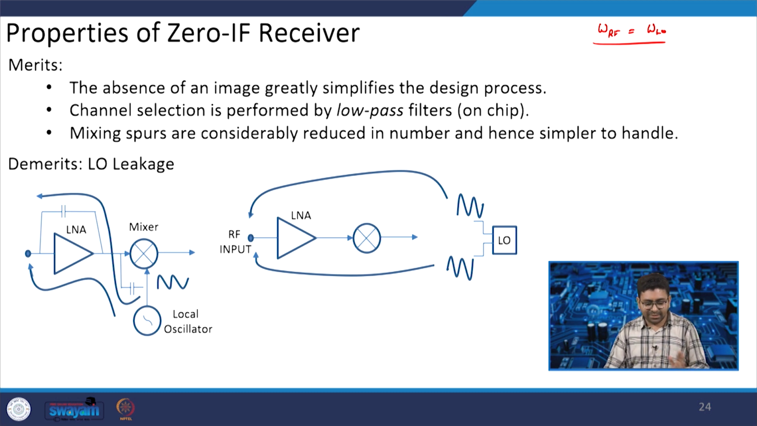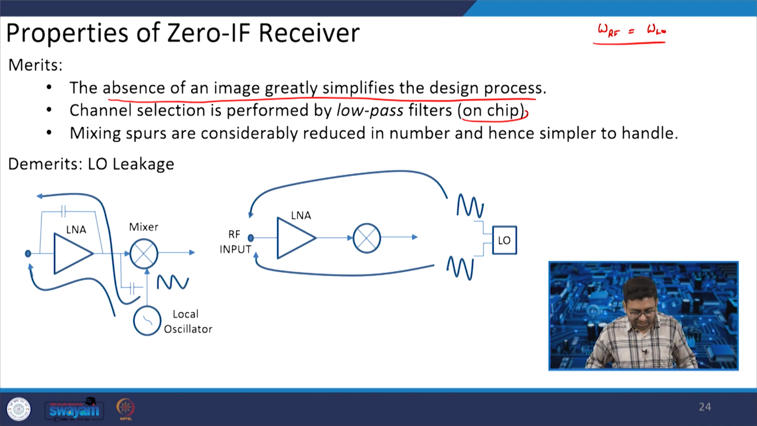So, the merit is the absence of image greatly simplifies the design process. There is no image, and channel selection is performed just by a low pass filter and we can implement it on chip. So, this complete solution can be made on chip. There is not a single component that we can keep off chip. Without off chip components, we can make a complete 0 IF receiver.